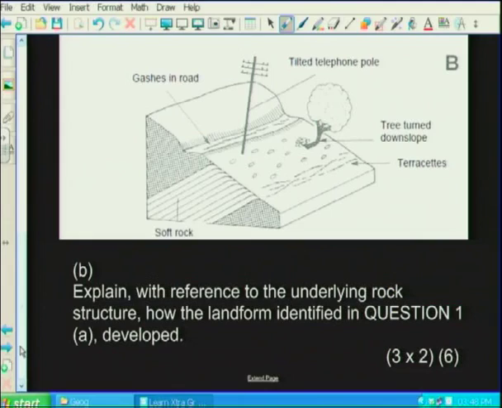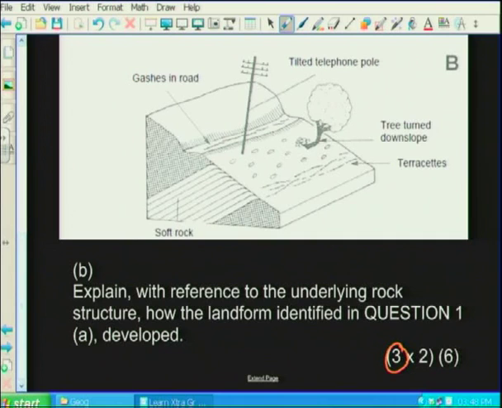Our next question, based on the exact same diagrams: explain with reference to the underlying rock structure how the landform identified above developed. So they want to know actually how did a cuesta or inclined strata develop. Now, it's for 6 marks, but if we look at the actual mark allocation, they are only specifically looking for 3 different points. The very first point that you should be giving to answer this question is that our sedimentary rock layers are tilted. You can see that that rock structure is lying at an angle.